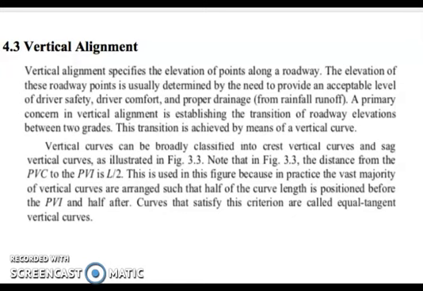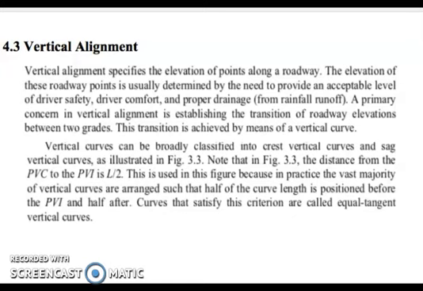We move on to vertical alignment. When we speak about vertical alignment, it specifies the elevation of points along a roadway. The elevation of these roadway points is usually determined by the need to provide an acceptable level of driver safety, driver comfort, and proper drainage from rainfall runoff.